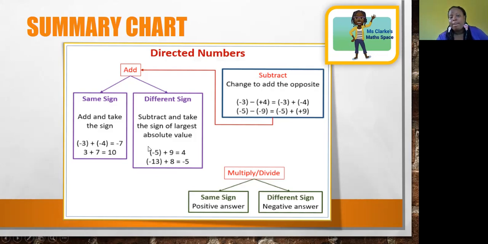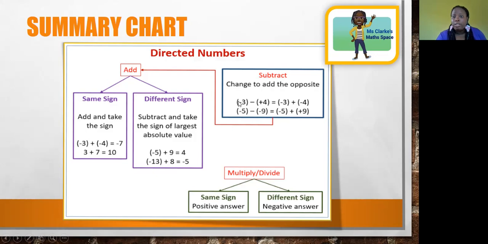And we have an example: negative 5 plus 9, you get 4. You find the difference between 9 and 5, which is 4, and the sign of the bigger number is positive 9. So that's how we get positive 4. Similarly, we have negative 13 plus 8. Different signs, you find the difference between the two numbers, which is 5, and you take the sign of the bigger number, 13 being bigger than 8. The sign in front of the 13 is a minus sign, so that's how we get negative 5.